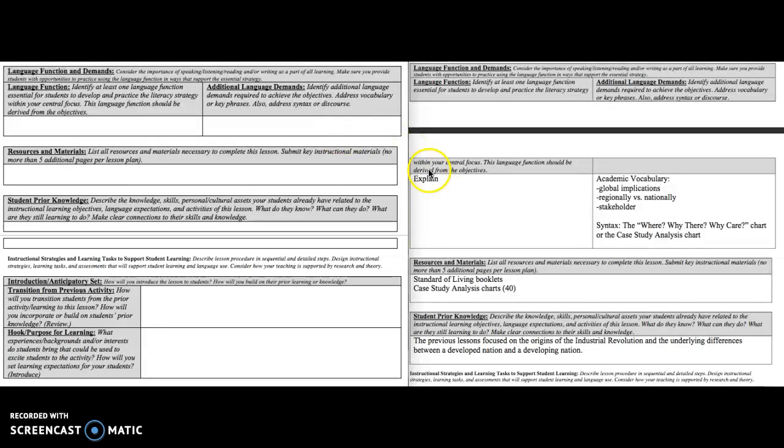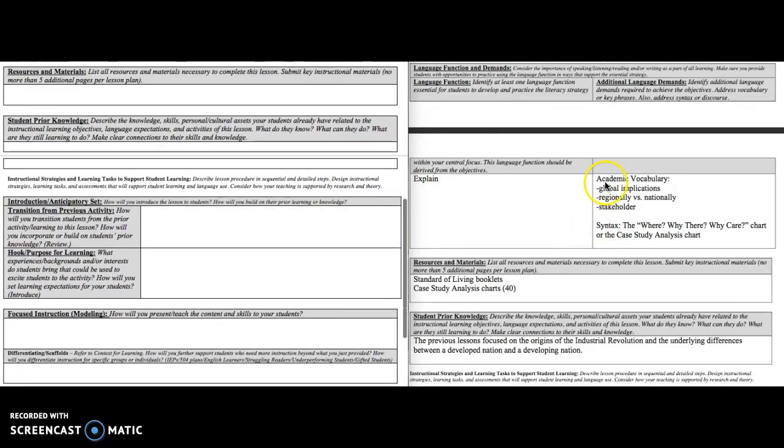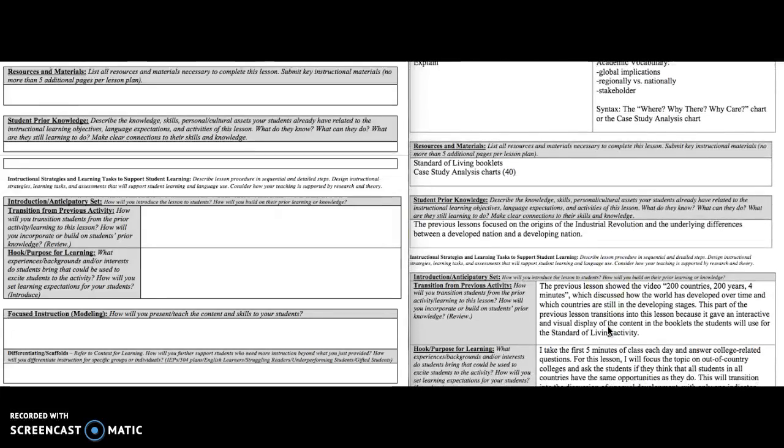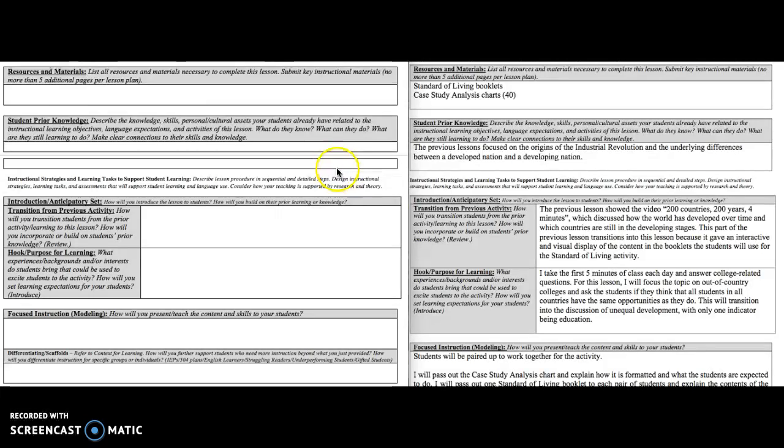So here we see that the language function listed is explain. And on the other side, you're supposed to list any other additional language demands that has to do with vocabulary, syntax, or discourse. So here they listed academic vocabulary as well as the syntax right there. So moving on to resources and materials, this section is pretty straightforward, just whatever resources and materials that are going to be necessary to complete the lesson.